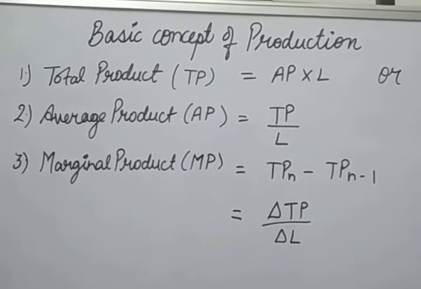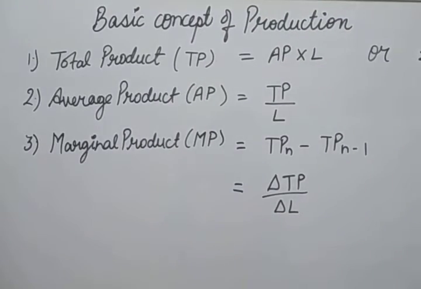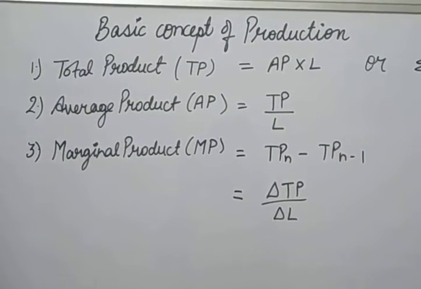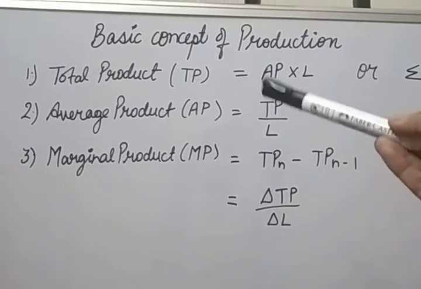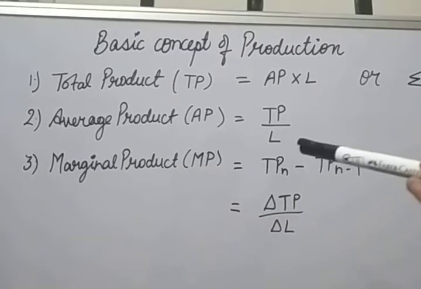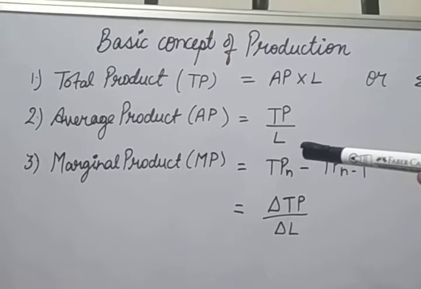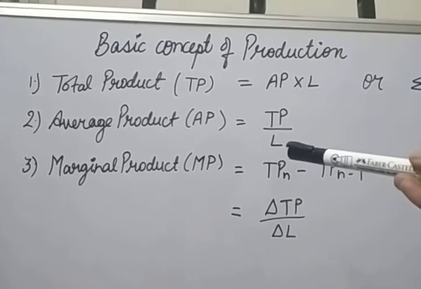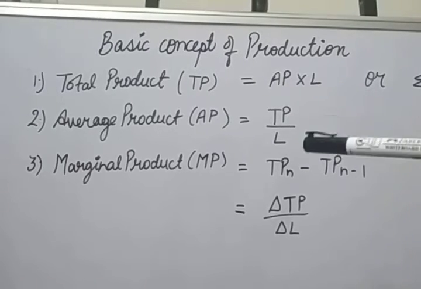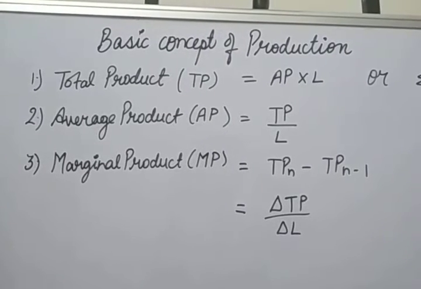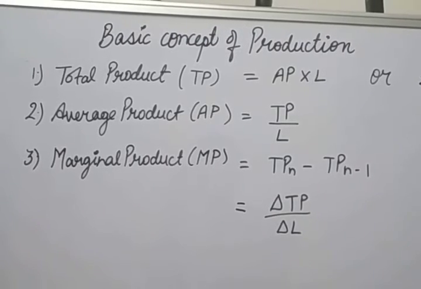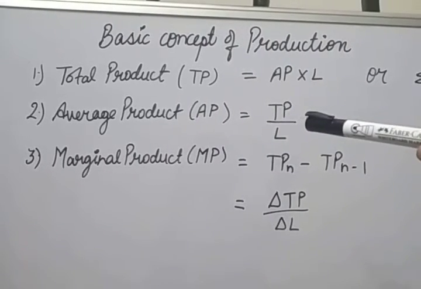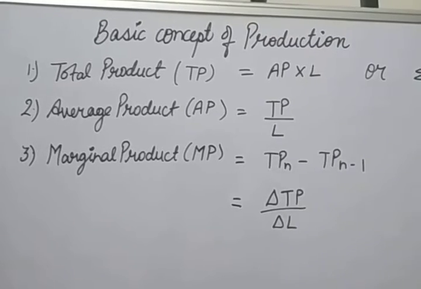Second one is average product. Average product is per unit product of a variable input. We can obtain this by dividing total product by the variable factor. If your variable factor is labor, then we can find out per unit product of the variable factor. Symbolically, we show it with the formula TP upon L.